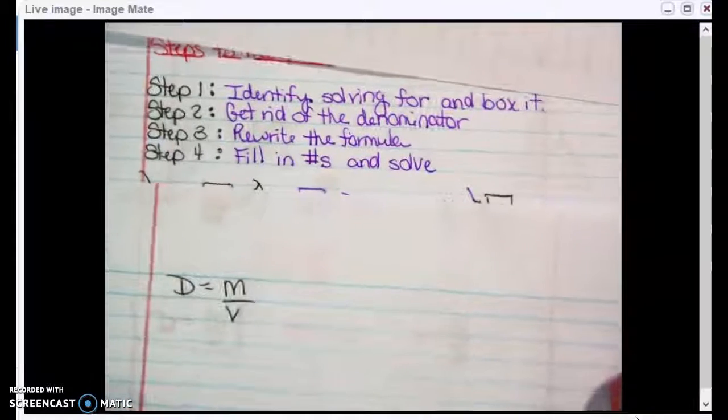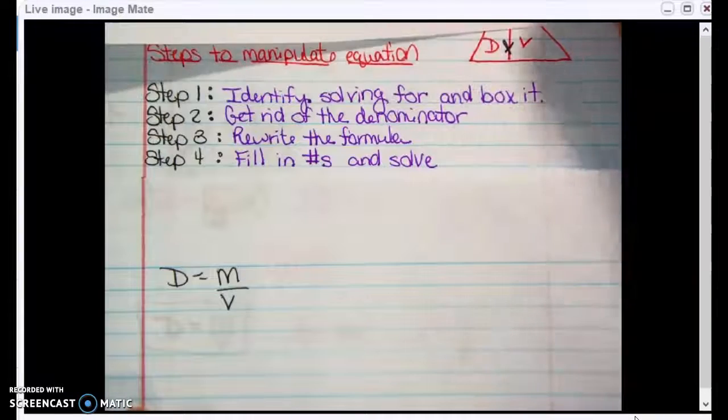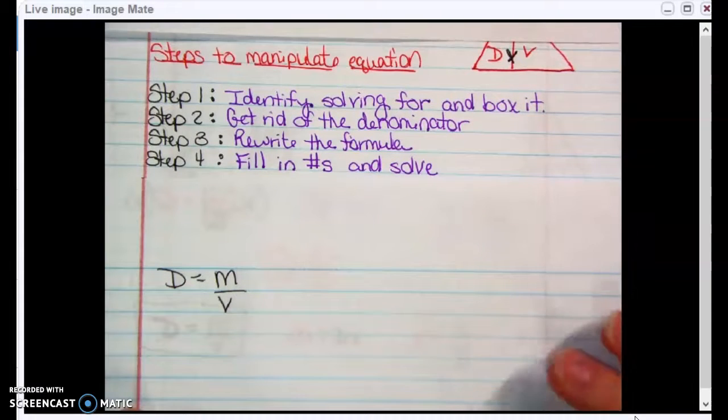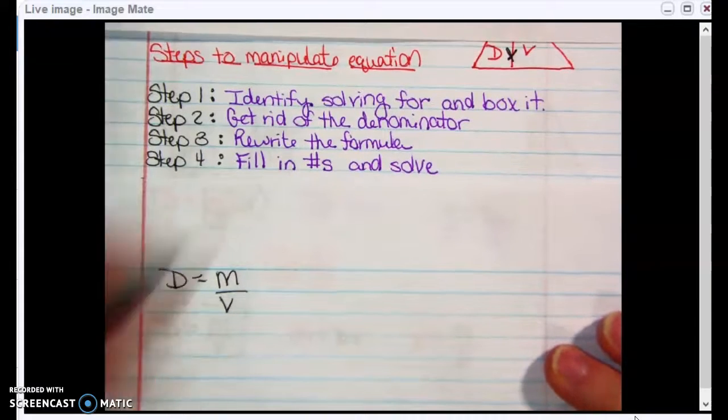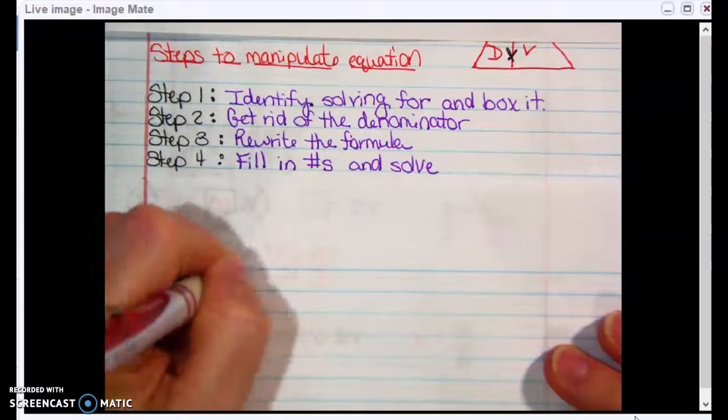So we have D equals M over V. Okay, so if you follow the steps that I just spoke about right here, I'm going to bring it up so you can see both. You're going to first identify what you're solving for. So if you are solving for M, which is mass, you would put an X around it so you know which one you're solving for. That's what it says to do first.